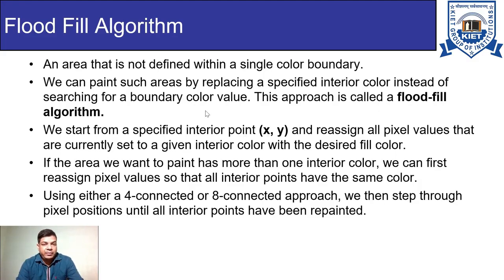Initially we start from any point which has the coordinate x, y. Then we use either the 4 connected or 8 connected approach to fill the object, and we continue in all the directions until we get the boundary color. If there are any pixels in the object which are pre-filled, then in that case we fill those pixels with the fill color.